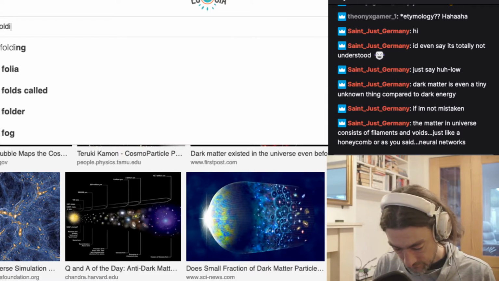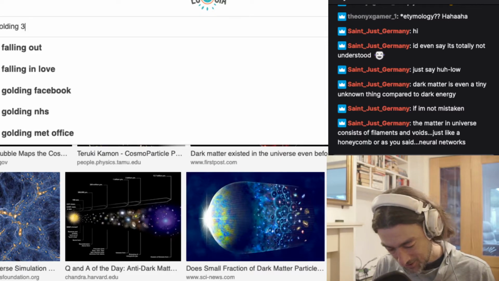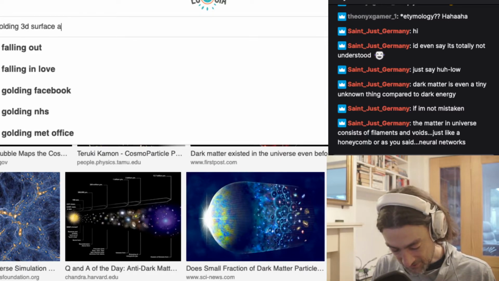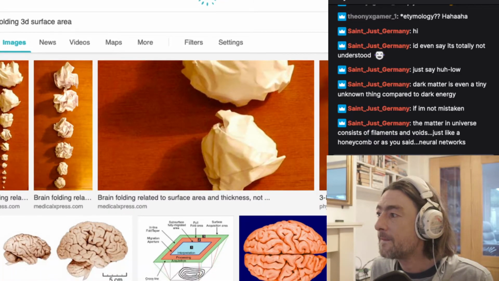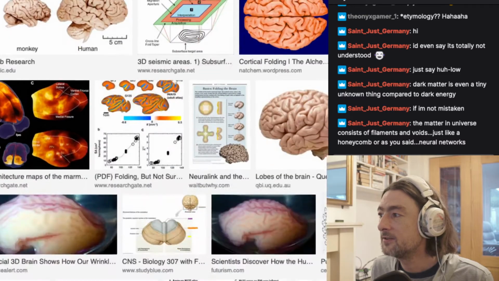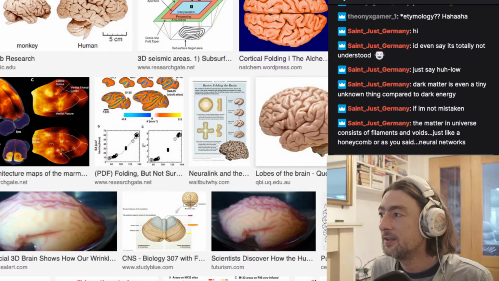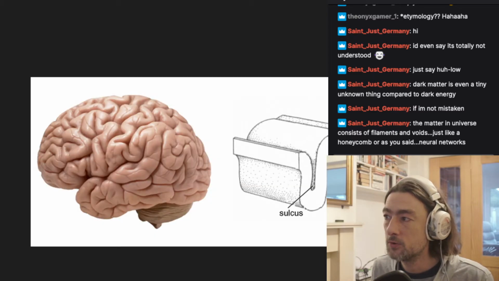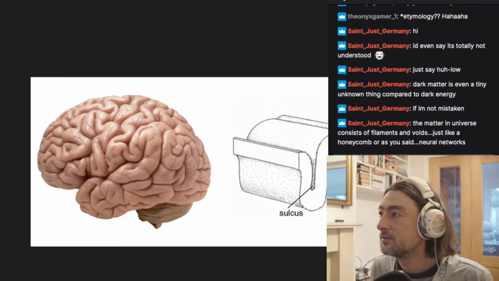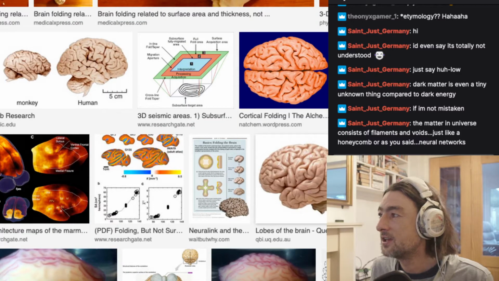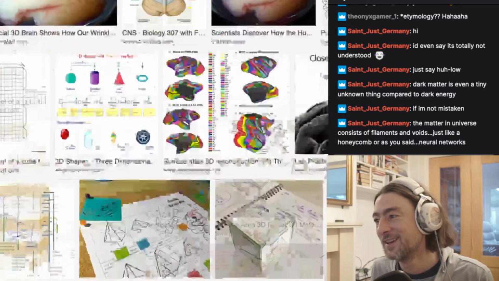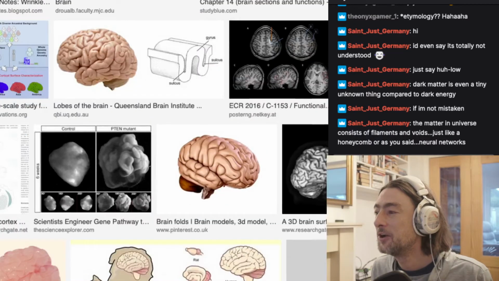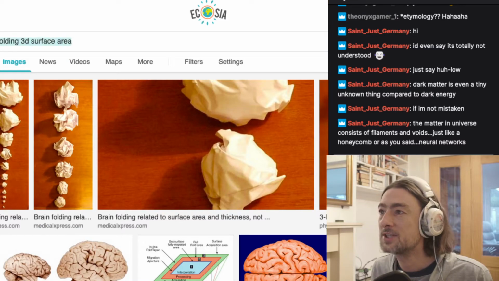Brain folding 3D surface area. There's something in the way the brain increases its surface area by creating folds physically. I might just be getting off course again. I might just be getting confused. I want to see structures of neurons.